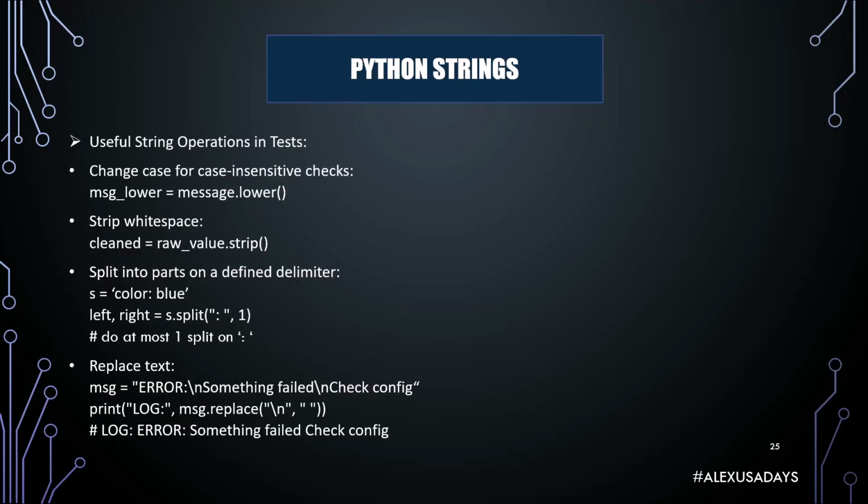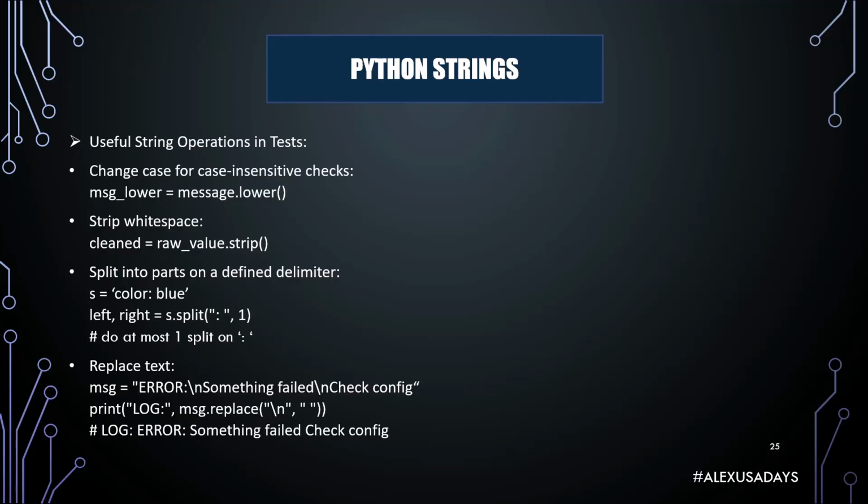We can also split into parts on a defined delimiter. For example, we store the string "color: blue". And then we can pass 2 variables at the same time, left, comma, right, equal to s.split. Inside the split, you put the delimiter. In our case, it's going to be a colon and a space character, so 2 characters. And then we say how many splits we want, and we'll say just 1 split. We will do 1 split on the first occurrence of a colon and a space. As a result, we will store the text color in the left variable, and the text blue in the right variable.